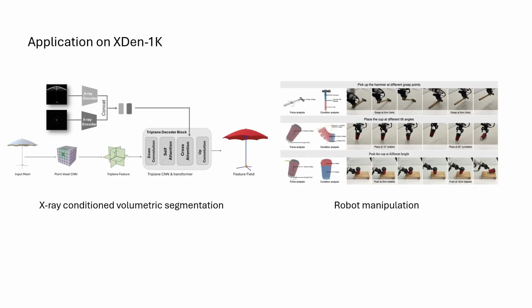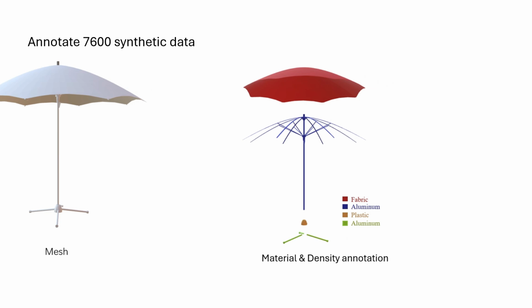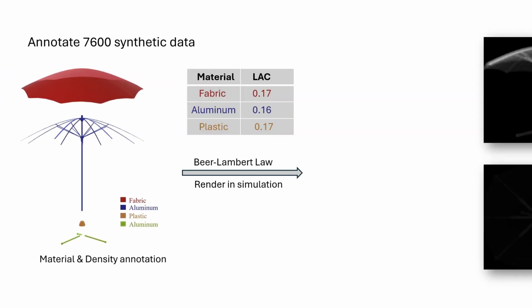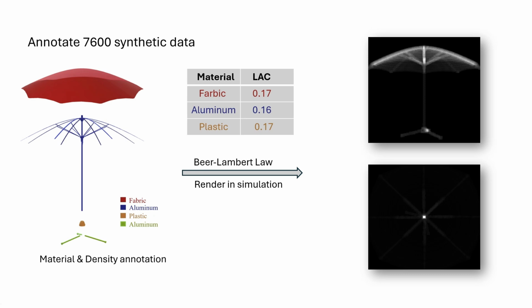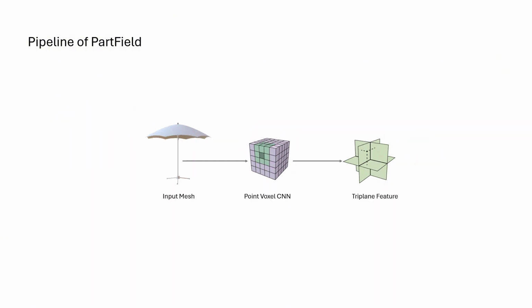We also propose two subtasks on our dataset: X-ray conditioned volume segmentation and center of mass-aware robot manipulation. Based on XDen-1K, we additionally collect synthetic data of 7.6K objects, annotate their material, and simulate their X-ray images. Using the data, we fine-tune PartField.